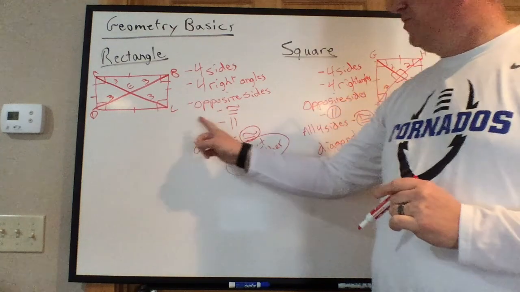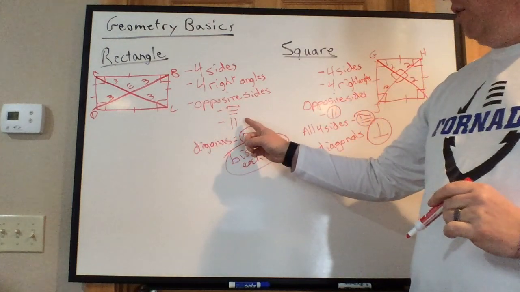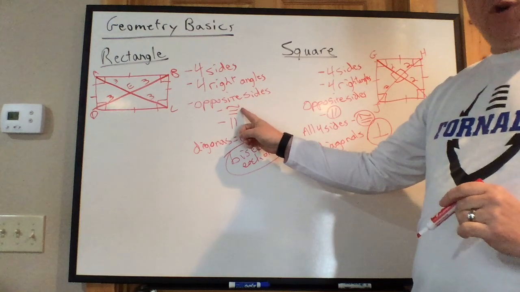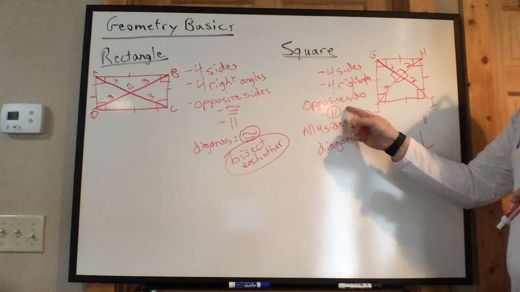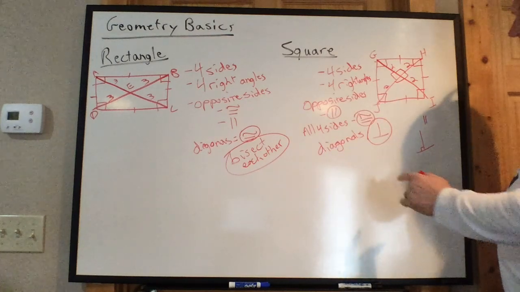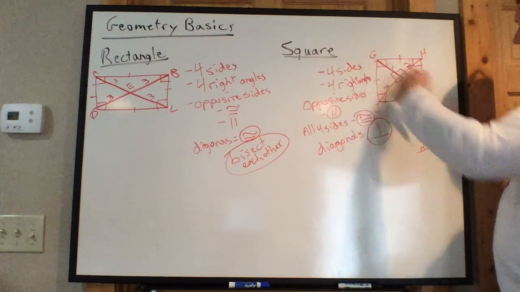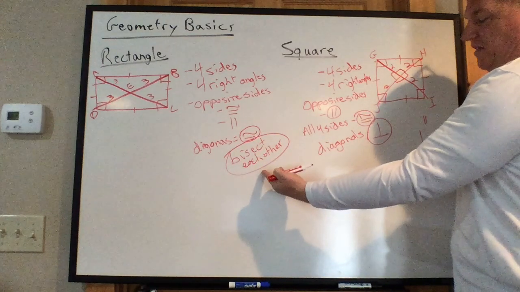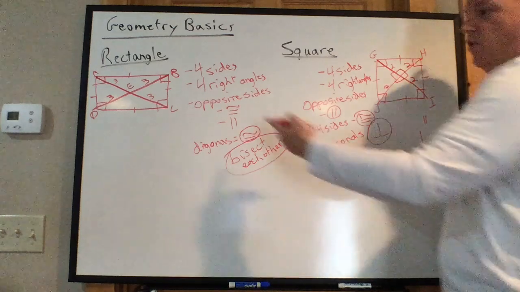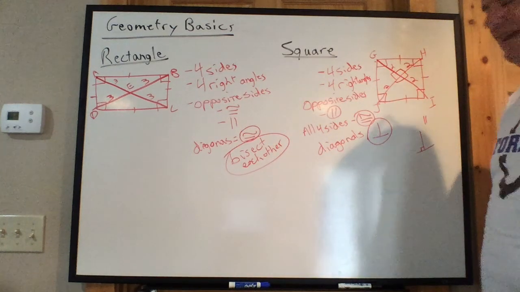In the rectangle, the opposite sides are congruent, whereas in the square, all of the sides are congruent. And when we talk about our diagonals in a square, they not only are congruent and bisect each other, but they are also perpendicular, whereas they would not necessarily be in a rectangle.